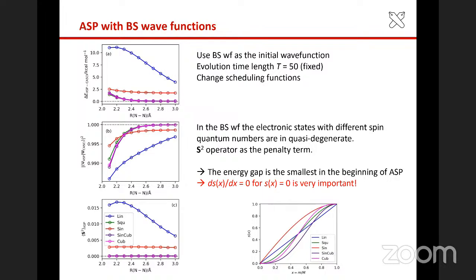So we have to slowly change the Hamiltonian in the beginning of the ASP. So it means that the gradient of this schedule should be 0 in the beginning of the ASP. This is very important.